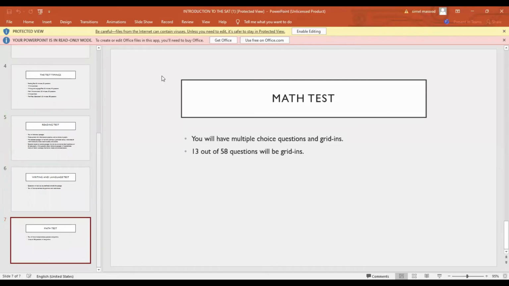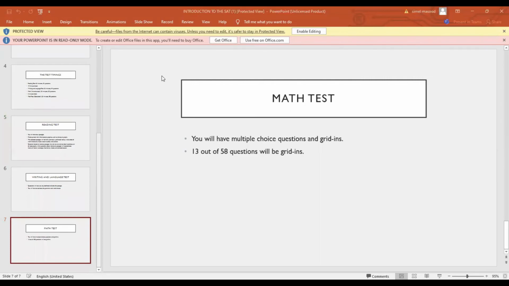Okay. And then 13 out of the 58 questions will be grid-ins, and I think you've seen the answer sheet, how the grid-ins work. If you do not get how the grid-ins work, it's just a diagnostic test. It's just to see where you guys stand. From Monday classes, I'm sure Ahmad will share with you how to answer these questions about the grid-ins. If not, you can just ask them.